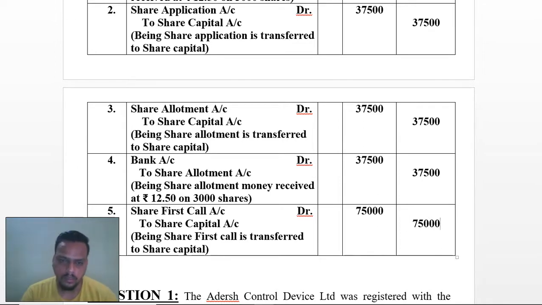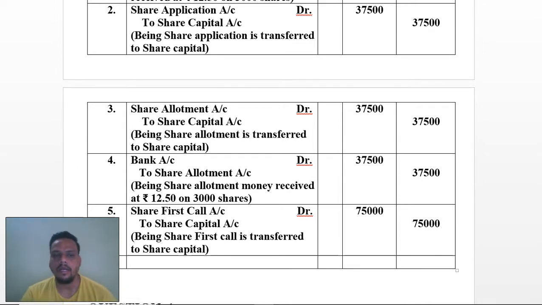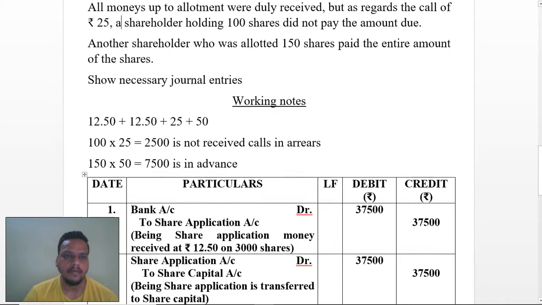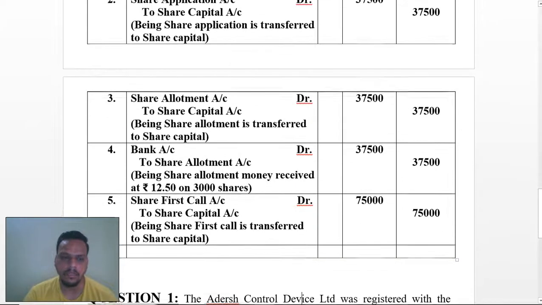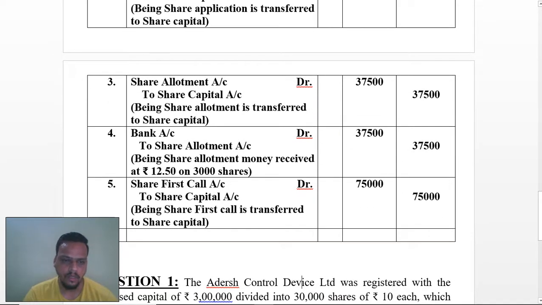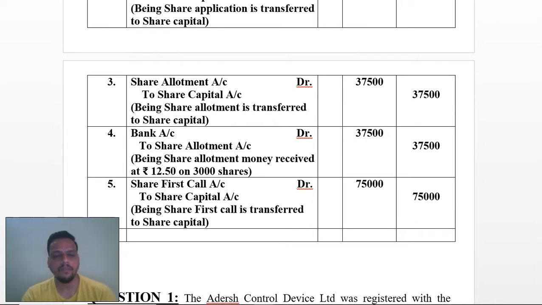Now this amount has to be asked for, but as I have said to you, here 100 shares of 25 rupees were not received, they are called calls in arrears. For example, I will go into detail here now. You are having 3000 shares. Out of that 100 shares are not received. So total shares will be 2900.